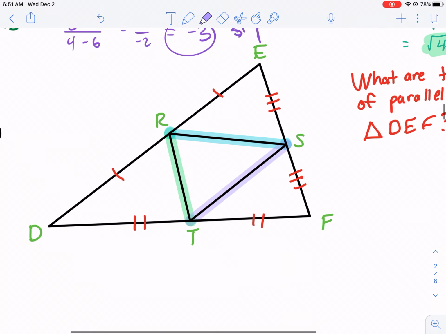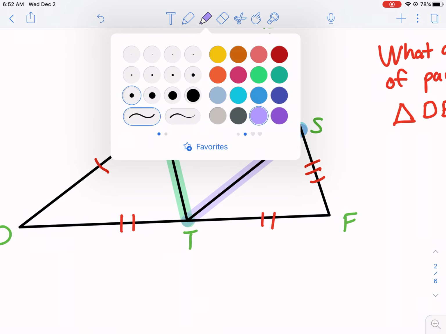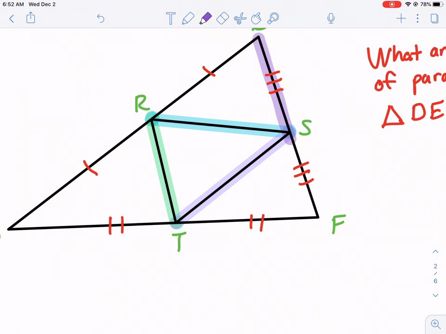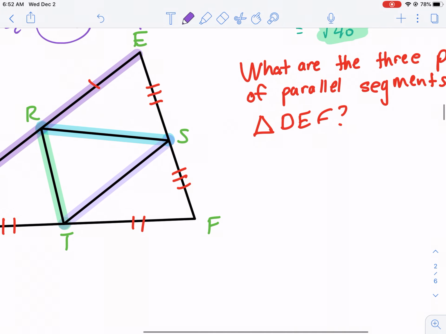Okay, so now we have to identify which ones are parallel. Let's start with purple since we're already on that color. If we start with purple, I'm going to change to dark purple for its corresponding parallel side. Clearly, we're looking for one of the sides of the triangle, and we're not going to pick this one. It's pretty obvious that this is not parallel. Same thing with the other side. So we're always going to choose the side that's not touching the mid-segment. The only side that's not touching the mid-segment is this one.